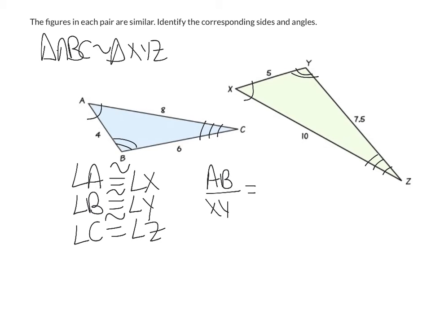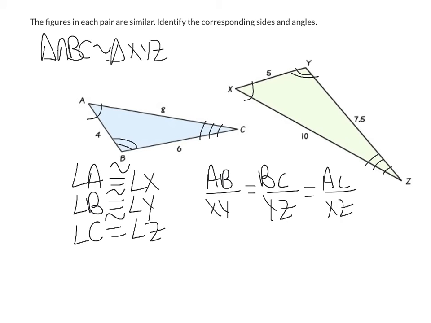That's going to be equal to, let's do BC. The second two letters in my first triangle are going to be corresponding sides with the second two letters in my second triangle, which is going to be YZ. And then finally, we can do the first and the last letters, which are AC and XZ.